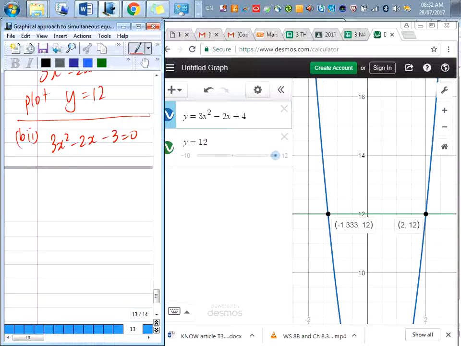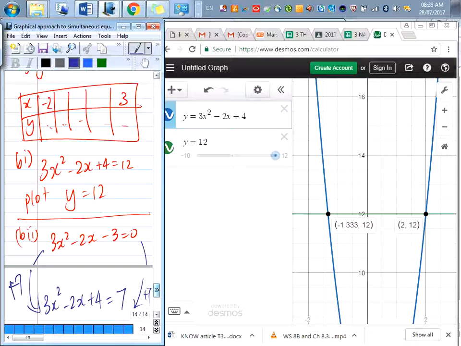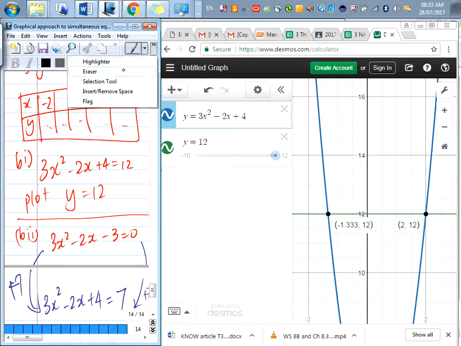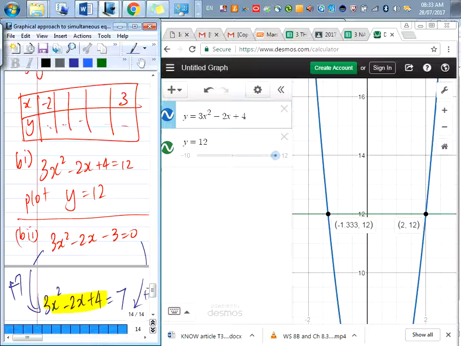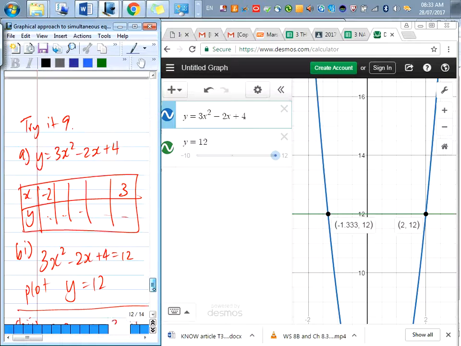Can you tell me what you did to both sides first? He added 7 to both sides. Plus 7 over here, plus 7 over here. So he got 3x squared minus 2x. What is negative 3 plus 7? Get plus 4, right? Equals 7. Why did he choose to plus 7 on both sides? Because he wanted this part, which we already plotted earlier on.